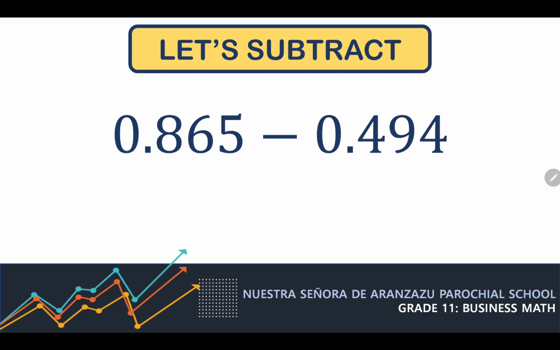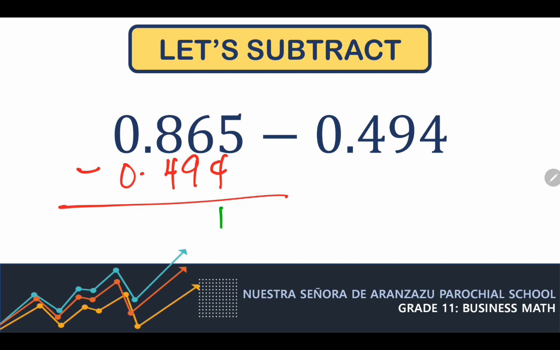Okay, let's subtract. Let's test kung gets yung lesson about getting the difference of decimals. So, 0.865 minus 0.494. Step 1, we have to align our decimals vertically. So, magiging 0.865 minus 0.494. Then, after that, subtract like a whole number.